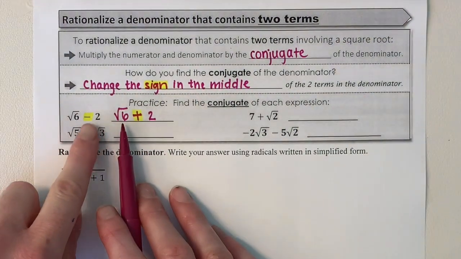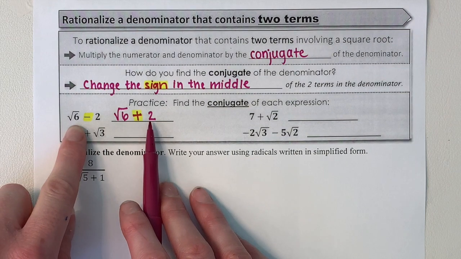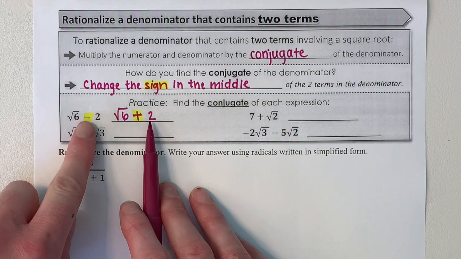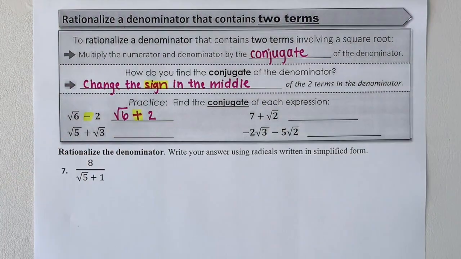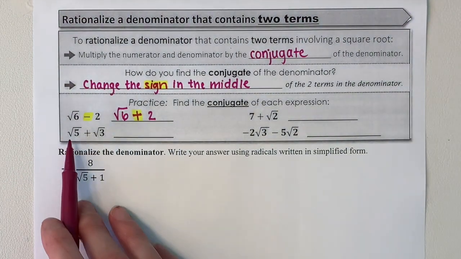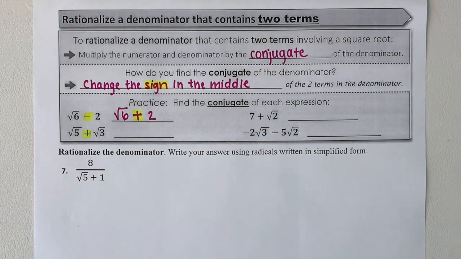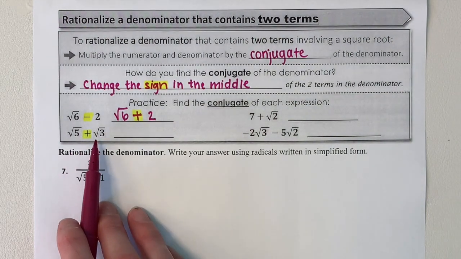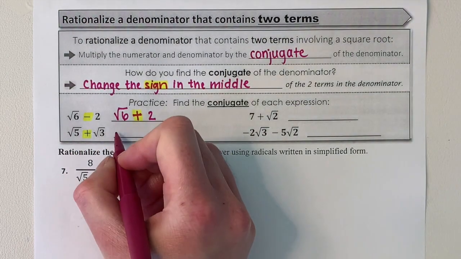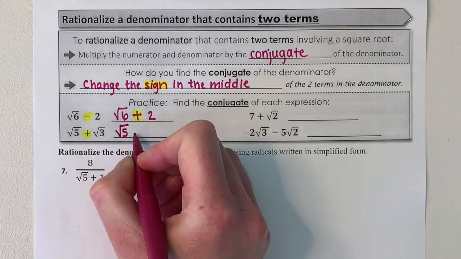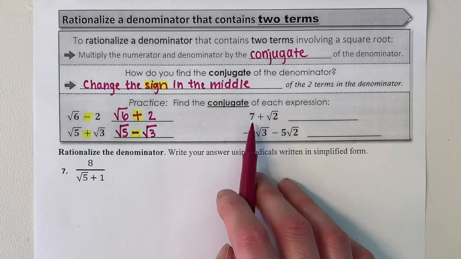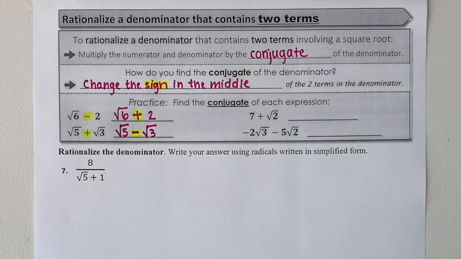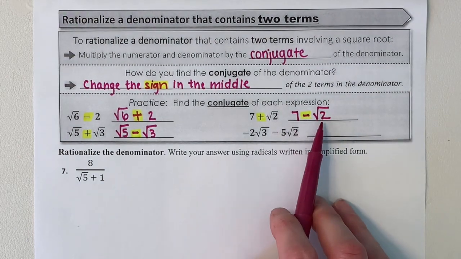Notice, when your expressions involve 2 terms and they look identical, but one has a minus sign in the middle and the other has a plus sign in the middle, we call those expressions conjugates. To find the conjugate of this expression, we just copy it down exactly, but we change the sign in the middle. That will give us the square root of 5 minus the square root of 3. To find the conjugate of this expression, we just copy it down exactly, but we change the sign in the middle. So that will give us 7 minus the square root of 2.